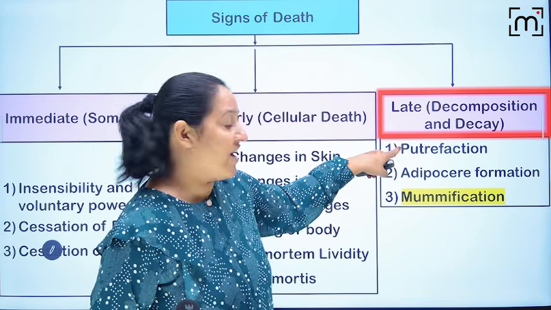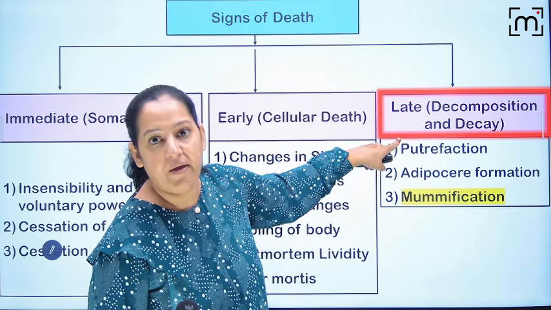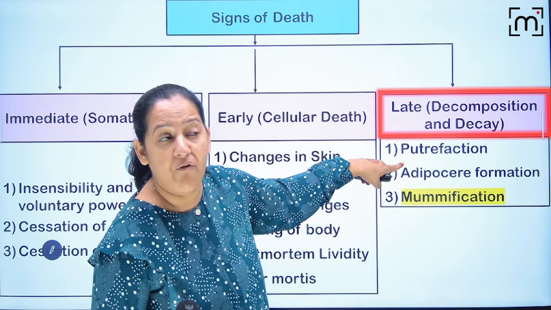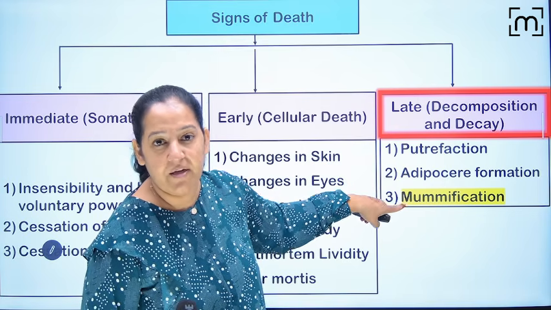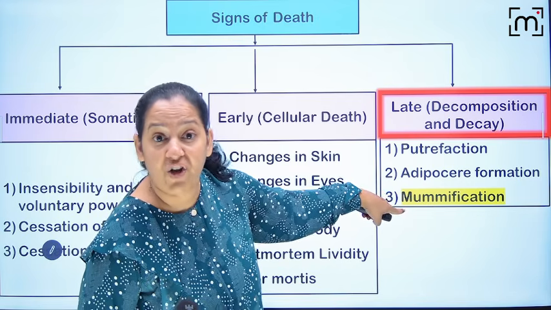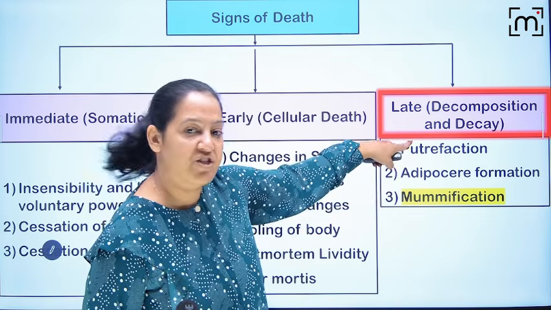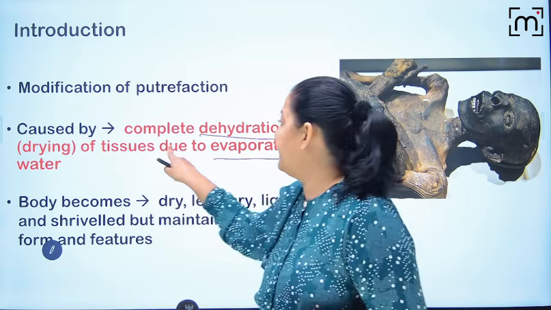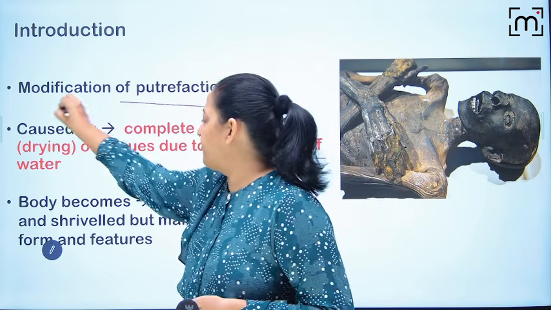So what was putrefaction? Bacterial destruction of the dead body. What is adipocere formation? Adipocere formation is conversion of fat of the dead body into a soap-like material. What is mummification? It is drying and dehydration of the dead body because of evaporation of water. So these two are modifications of putrefaction which prevent putrefaction. Mummification is complete dehydration and drying of tissue due to evaporation of water. It's a modification of putrefaction.